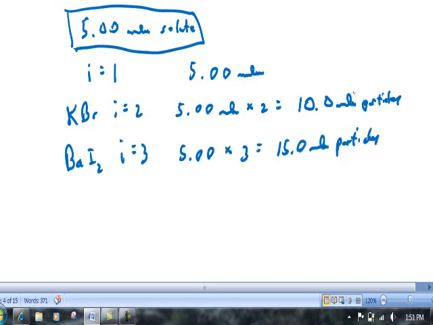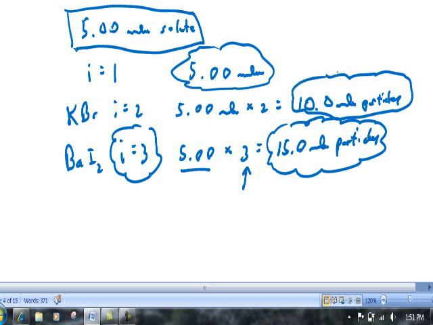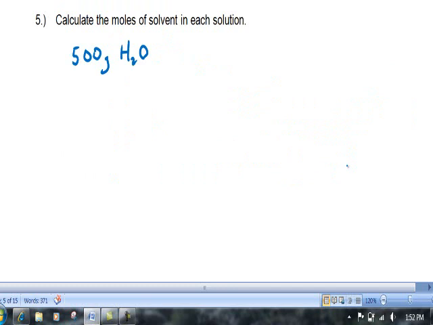Similarly, for the barium iodide, if our i value is equal to 3, what happens is we have our 5 moles of solute that we weigh out. It breaks into 3 particles when it goes into solution. So what that creates is 15 moles of solute particles. Now, as you notice here, as we go from an i value of 1 to an i value of 2 to an i value of 3, even though we weighed out 5 moles in each scenario of the solute, because the number of particles that it breaks into increases, that changes the moles of solute particles that are in the solution.